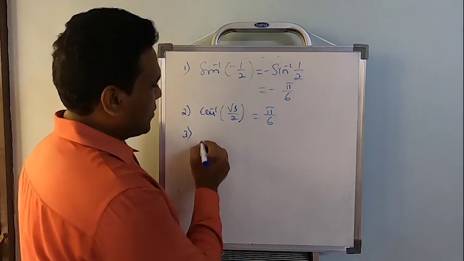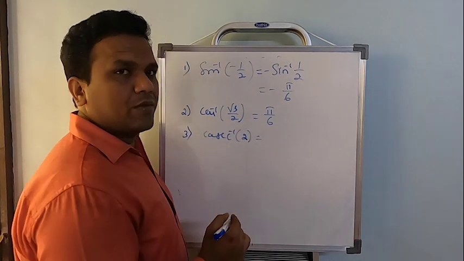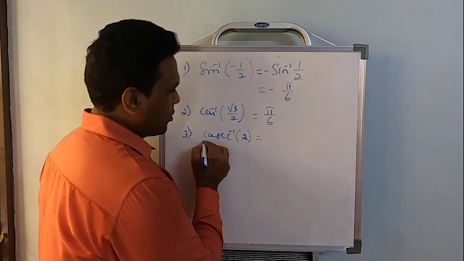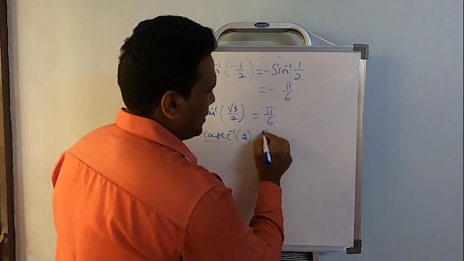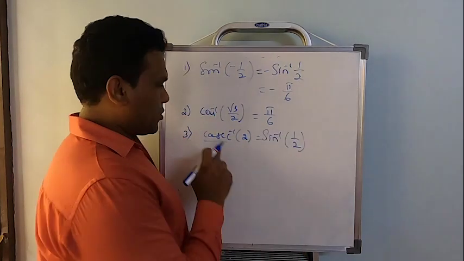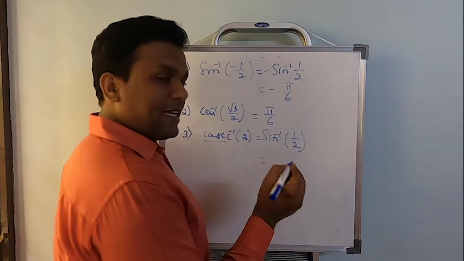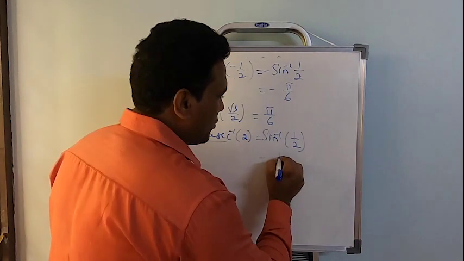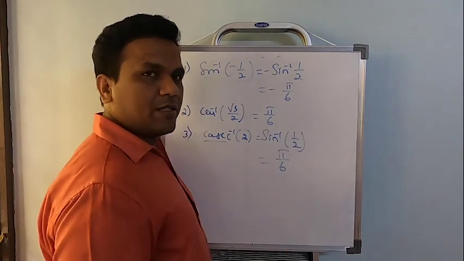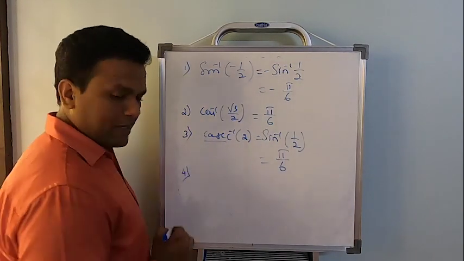Now the next one was cosecant inverse 2. Sir, I don't remember for cosecant. No problem. Convert cosecant in terms of sine. This can be written as sine inverse 1 by 2, because cosecant inverse x is sine inverse 1 by x. Correct, right? And in the sine table, for which angle will you get 1 by 2? Pi by 6 only. Correct, right?